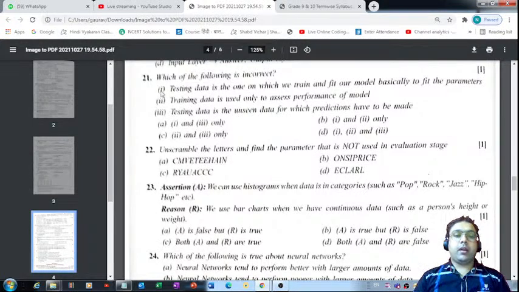Now here it says testing data is the one in which we train and fit our model basically to fit the parameters, and then training data is used only to assess performance of a model. This is not correct, because we use testing data for assessing the performance of the model. Testing data is the unseen data for which predictions have to be made.